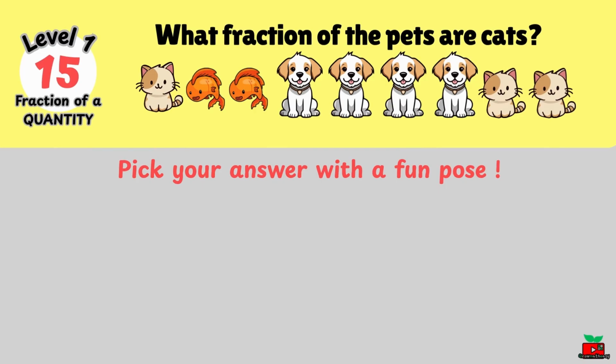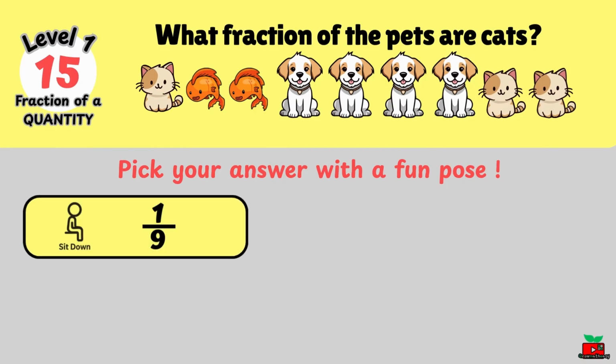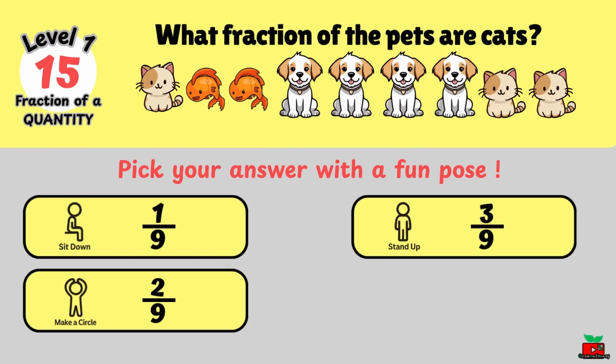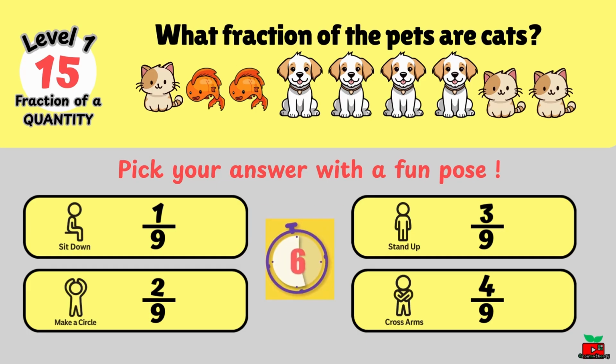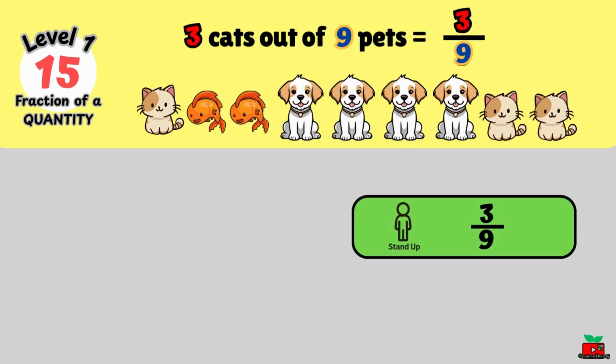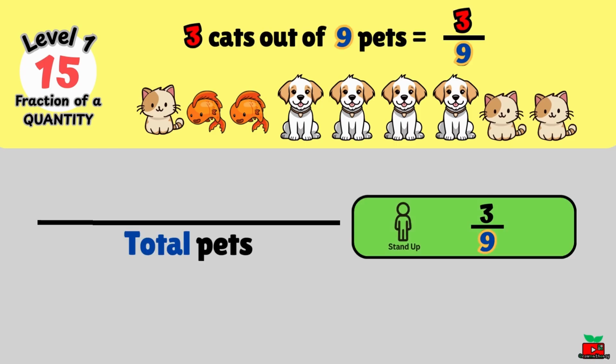What fractions of the packs are cats? 1/9, 3/9, 2/9, or 4/9? Three over 9. 3 cats out of 9 packs equal 3/9.